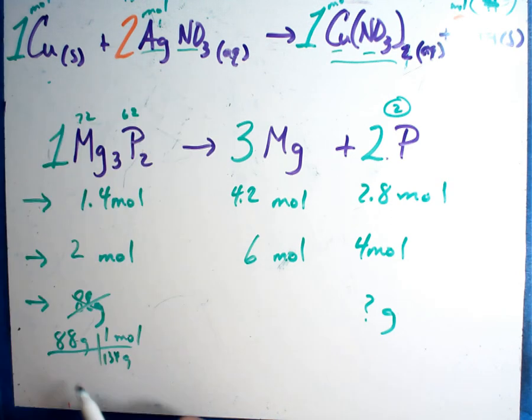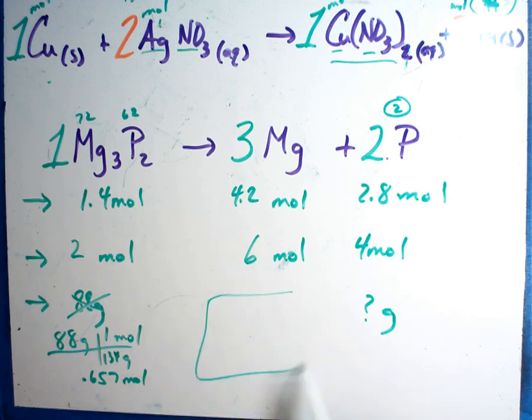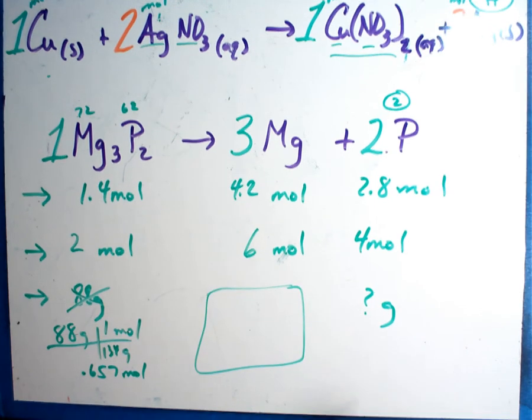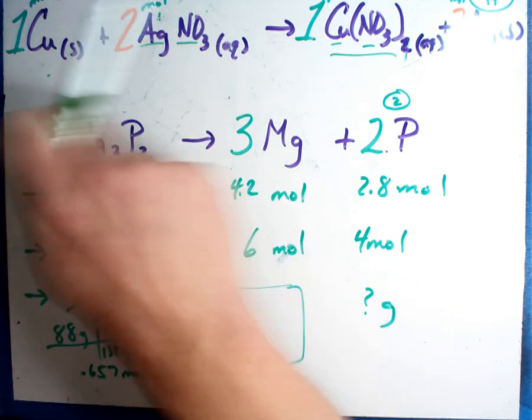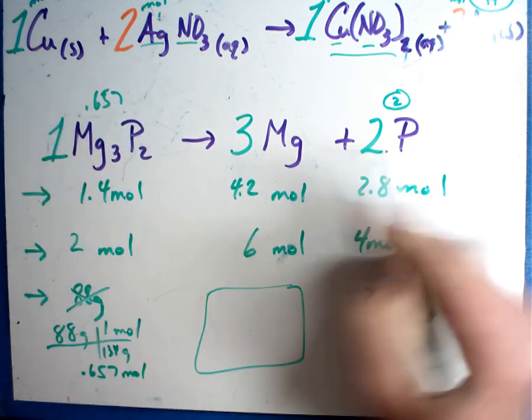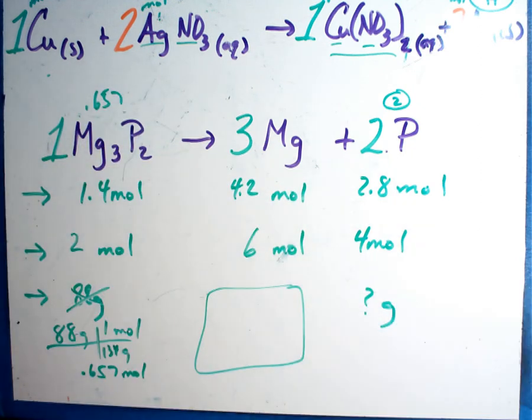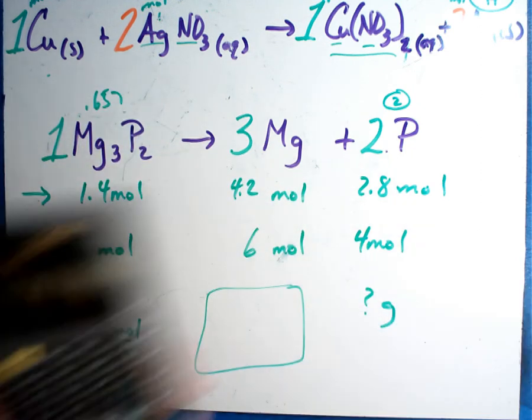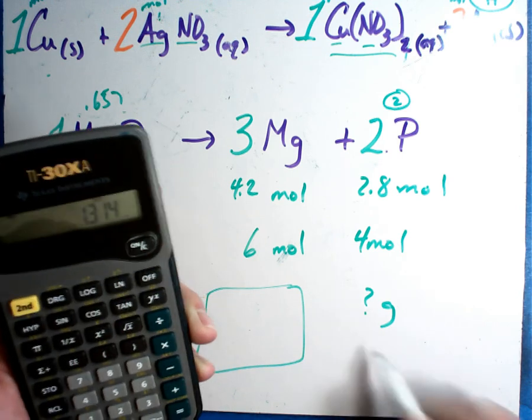0.657 moles. Now I can work the question. It didn't ask for this. Now I could answer this right here, but it didn't ask for it, so I'm not going to do the extra work. So 0.657 divided by 1 is a change of 0.657. That times 2, 0.657 times 2 is 1.314.